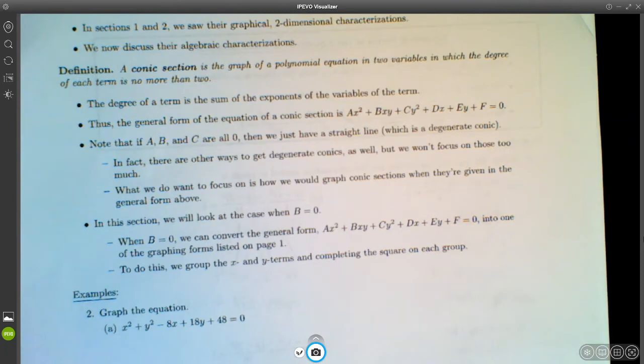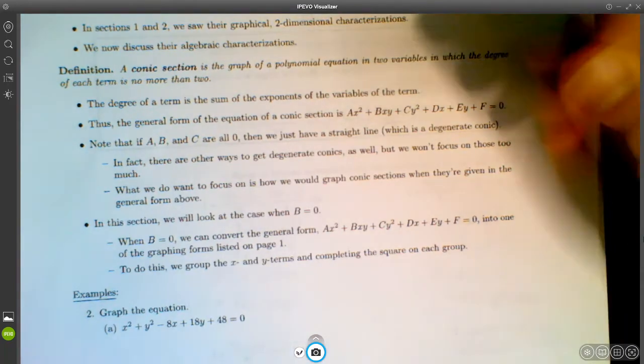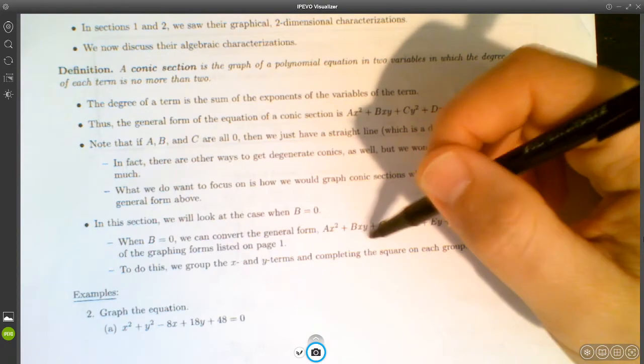When the xy term is not missing, things get a little bit more complicated, and we're going to talk about that in the next section. Okay, but for now, we're just going to consider cases when this term is gone.